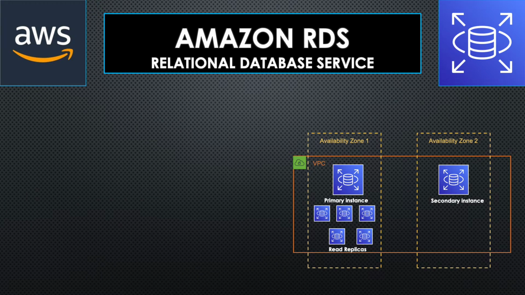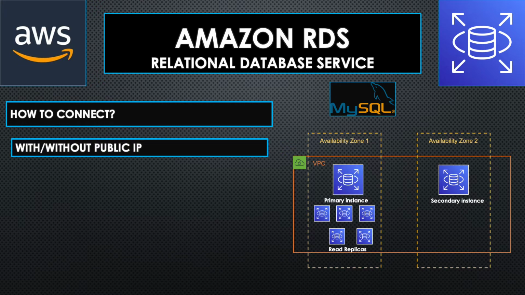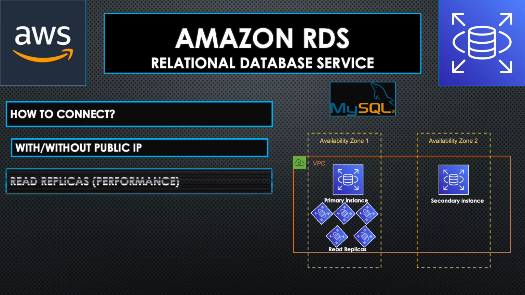In today's video, we'll discuss Amazon RDS, a fully managed relational database service that AWS provides us. It supports various database engines, and we are going to specifically get hands-on with the MySQL engine today. We're going to stand up an AWS RDS instance and try to connect to it both with and without a public IP. Then we will discuss read replicas.